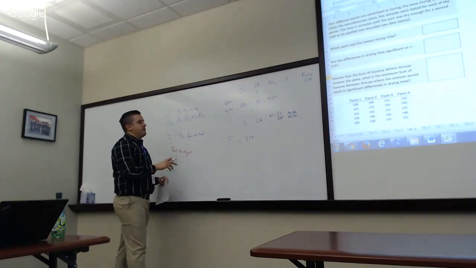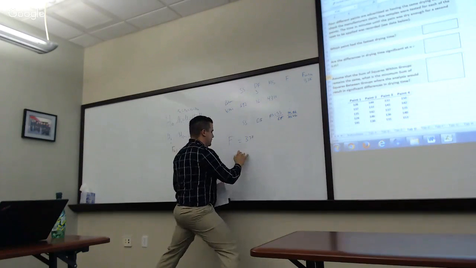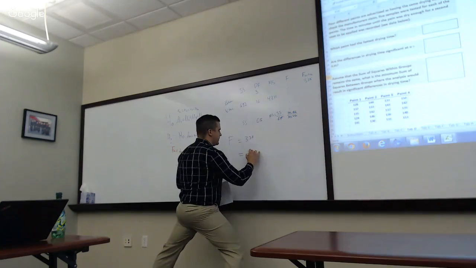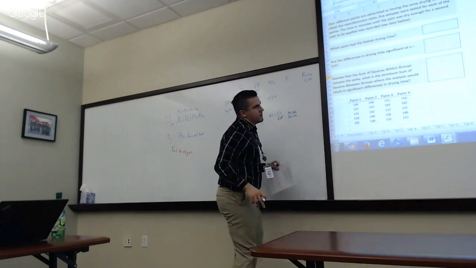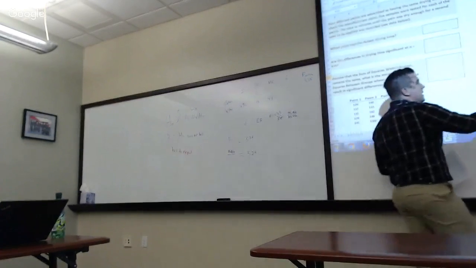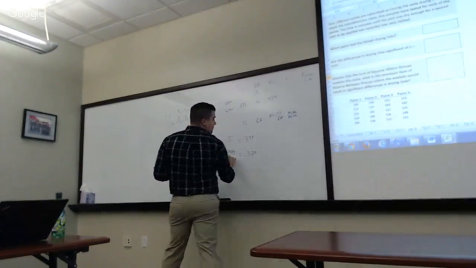So the first thing we need to know is, if our F critical is equal to 3.24, what is our F equal to? Our F is equal to our mean squares between groups divided by our mean squares within groups, which is going to remain the same because our sum of squares within groups remains the same, divided by 43.25.